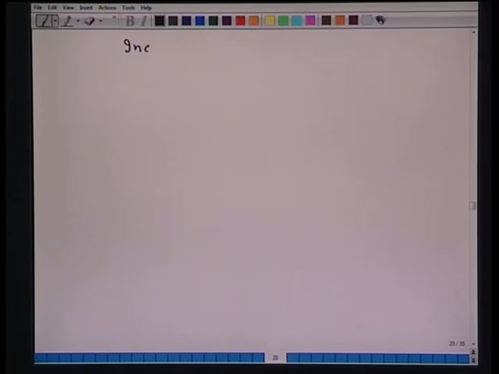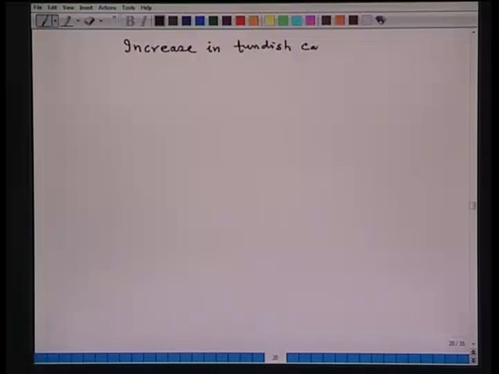So, what one thing you have to require, you increase Tundish capacity. The Tundish of a high speed slab caster also has to remove the inclusions during the process of continuous casting. So, increase in Tundish capacity.